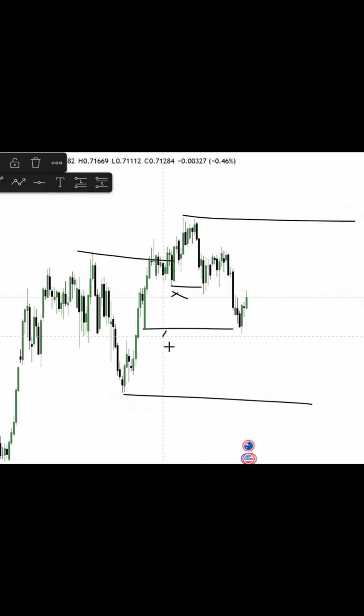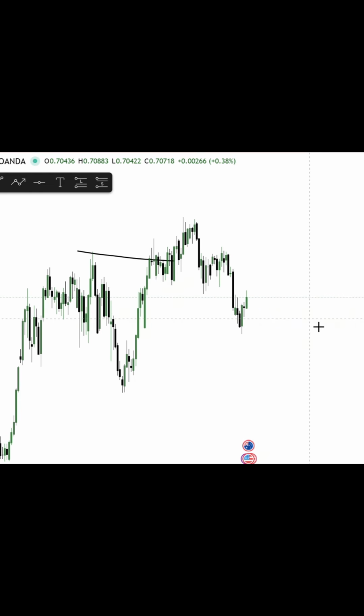We've now liquidated this low over here, which is the second point of liquidity that we were looking to get taken. So now what we'll be looking for is some structural shift on the lower time frame to indicate to us that we are going to start targeting the weekly swing high.